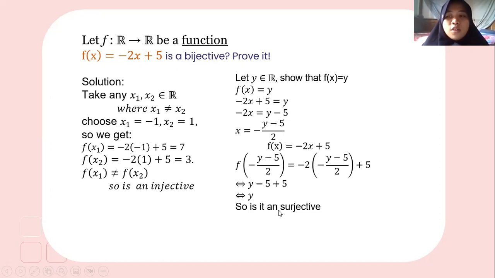So is it a surjective function? Yes. Since the function satisfies both injective and surjective, we can conclude that f(x) equals negative 2x plus 5 is a bijective function.